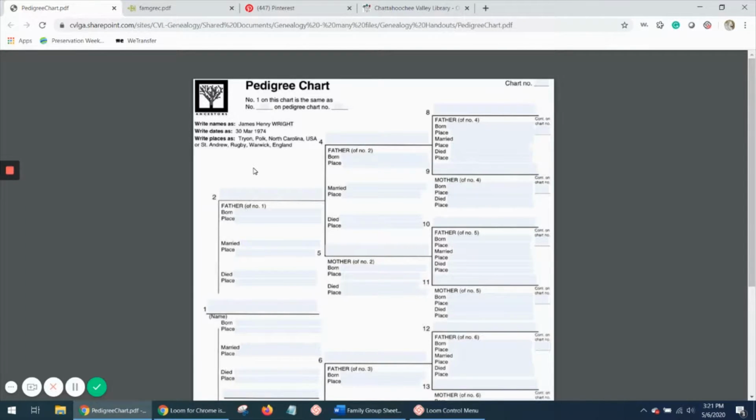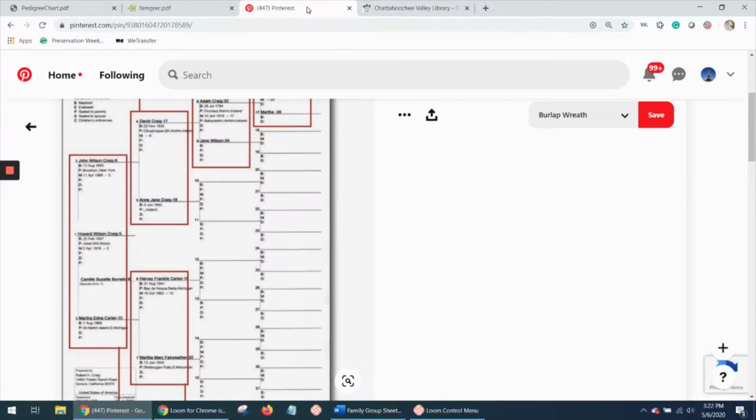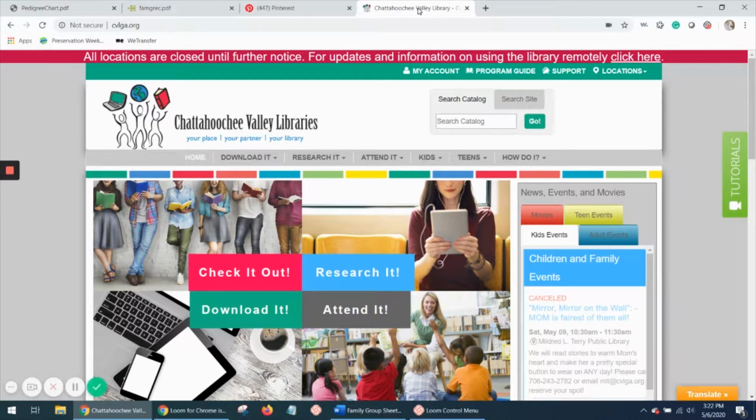First, you'll want to have separate family group sheets for each family unit. And what's a family unit? It's simply one couple that you take from your pedigree chart. Here's an example. Each couple is in a red box, and you figure out which family you want to take a look at, and that's the information that you're going to transfer from your pedigree chart onto your family group record. So let's go to Ancestry Library Edition and find a family group record to fill out.